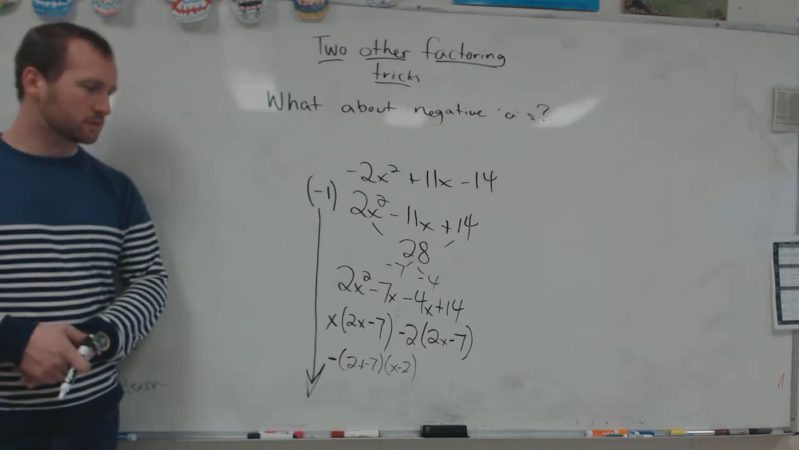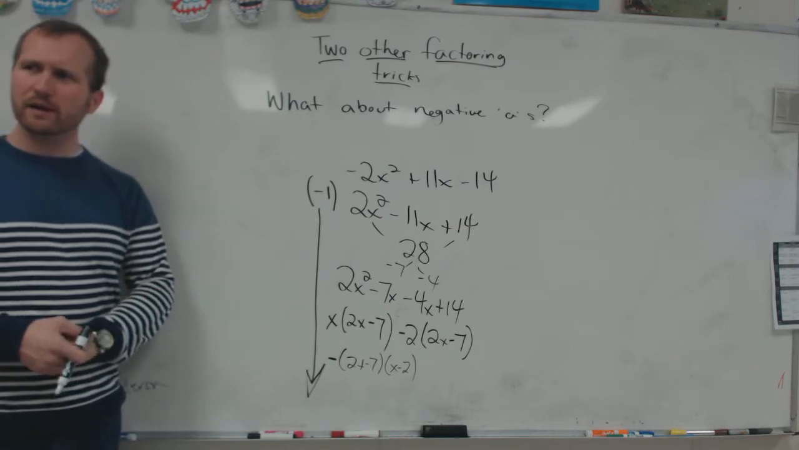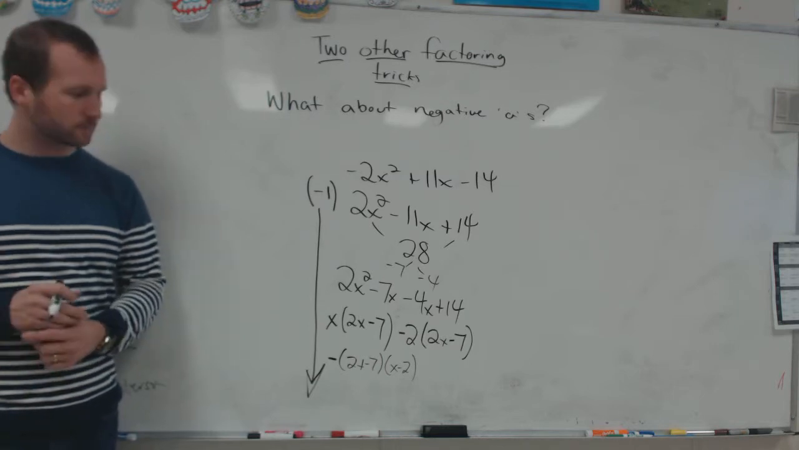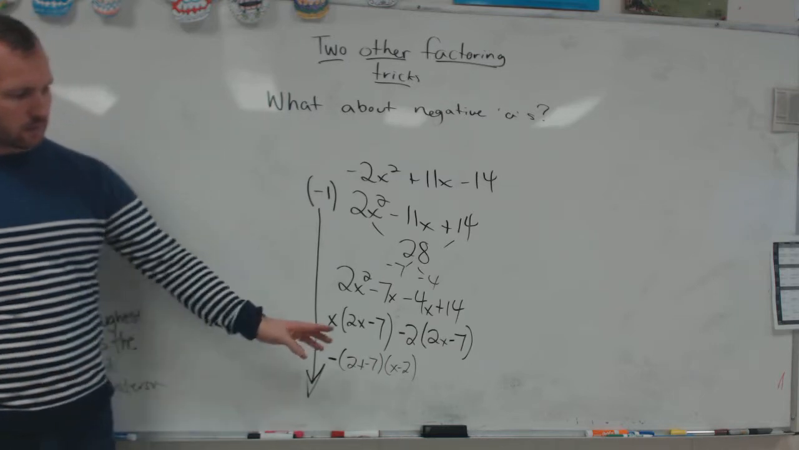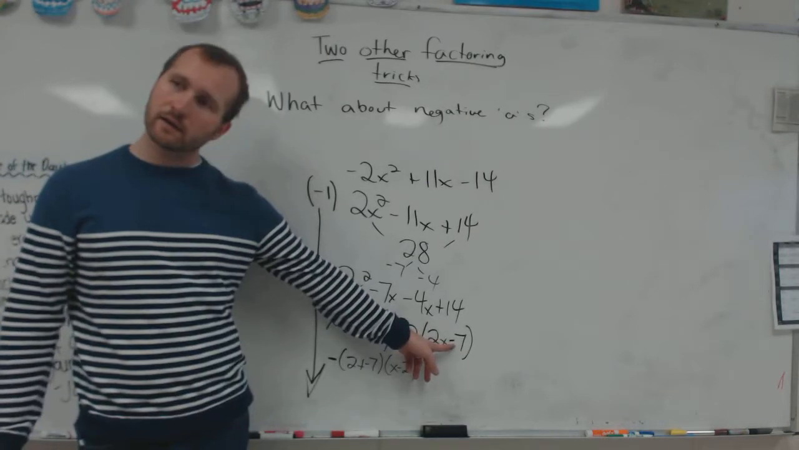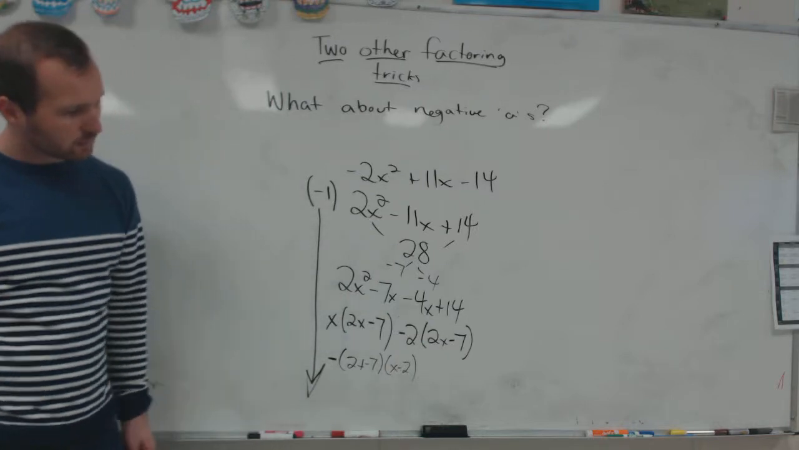All right. Questions about pulling out the negative? I have a question about how you get 2x minus 7. Like, not in the first one, but the second one. In the second one? Or is your question about how I got the minus there? No, just about getting that.